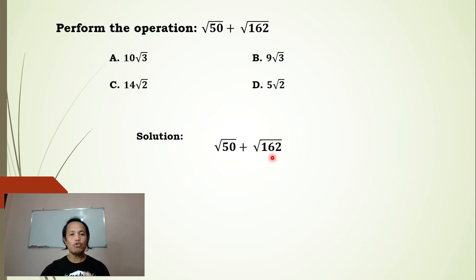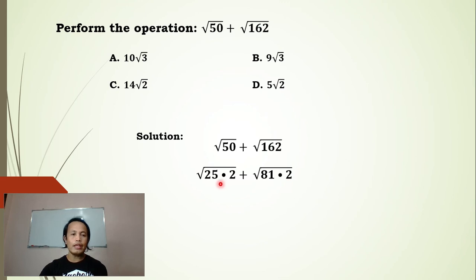But we can do something in order for us to have a similar radicand. So what do we need to do? What we need to do here is just simply factor out each radicand. When we factor out 50, we can factor it as 25 times 2. Okay? 25 times 2 is 50 and 25 is a perfect square. Then for 162, we can factor it using 81 times 2, and 81 is a perfect square. So in this case, we now have the 2 and 2 here, which is similar.